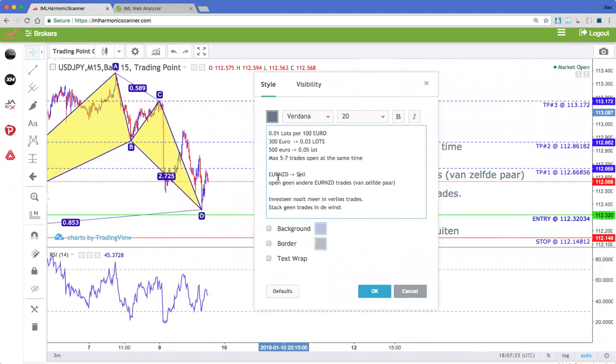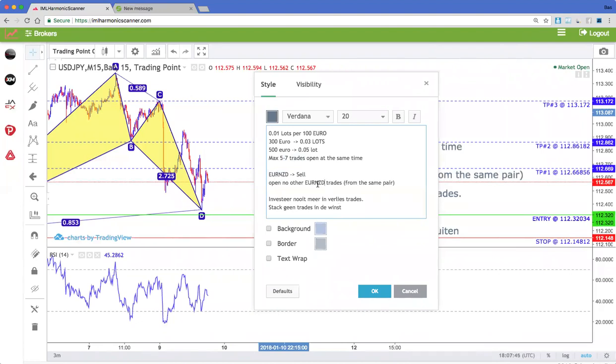All right, another thing is that when you have a Euro New Zealand dollar sell trade open, don't open other Euro New Zealand dollar trades. Open no other. It's good, everybody can learn a little bit of Dutch. From the same pair. From the same pair.